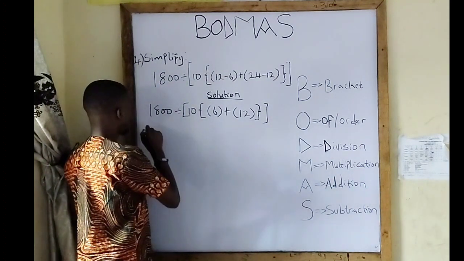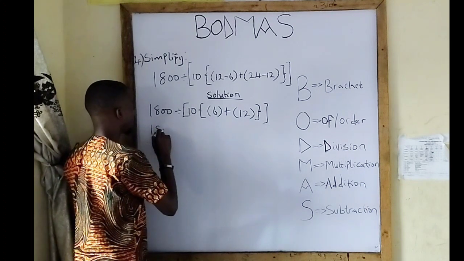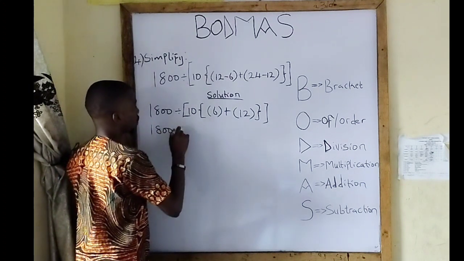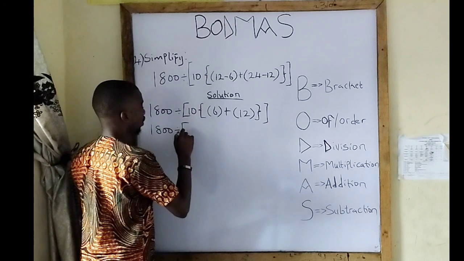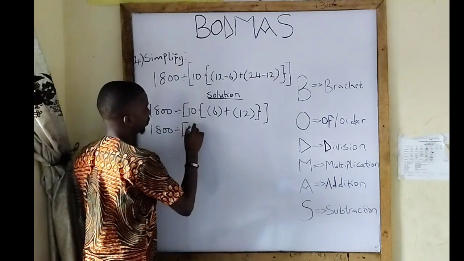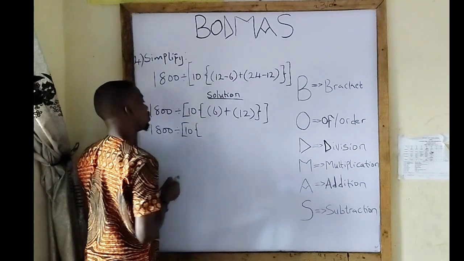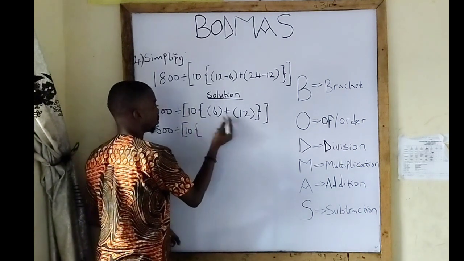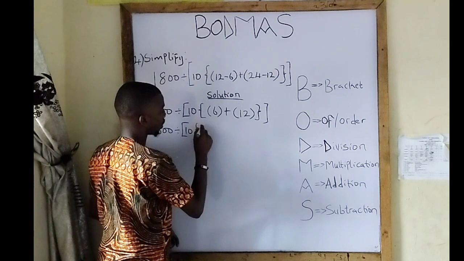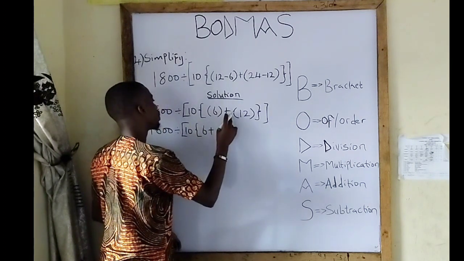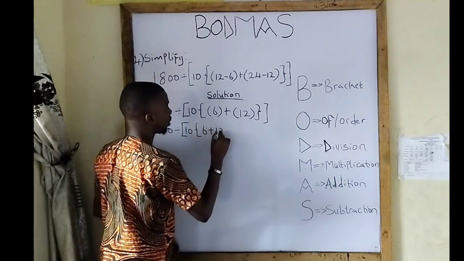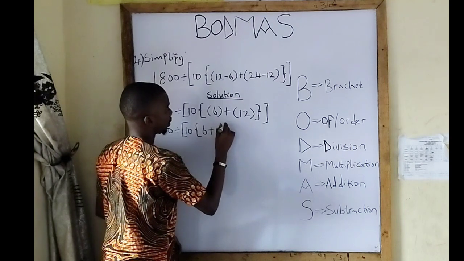We are not done with the enclosures, so we still have 10, brace here, and we use an invisible 1 outside here to open the bracket. So 1 times 6, we have 6, plus we do the same here, plus 1 times 12, we have 12.